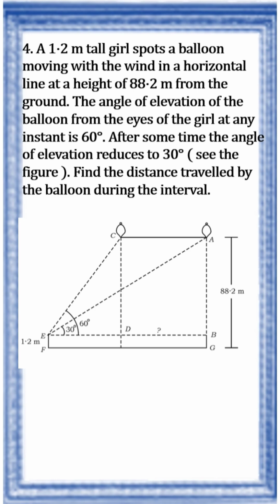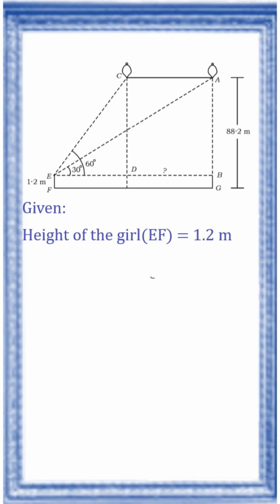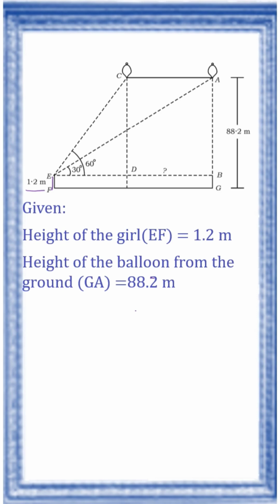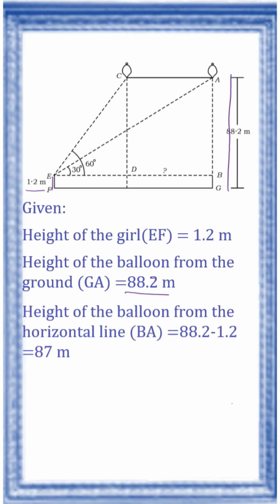Now let us solve. What has been given? The figure has already been given, so it is easy to write what has been given, look at the question, and then write. Height of the girl, look at the figure, EF, that is 1.2 meter. Height of the balloon from the ground, GA, is 88.2 meter. This is the eye of the observer, so EB is the horizontal line. Height of the balloon from the horizontal line, that is BA. It is not given, we have to calculate it: 88.2 minus 1.2, 87 meter.